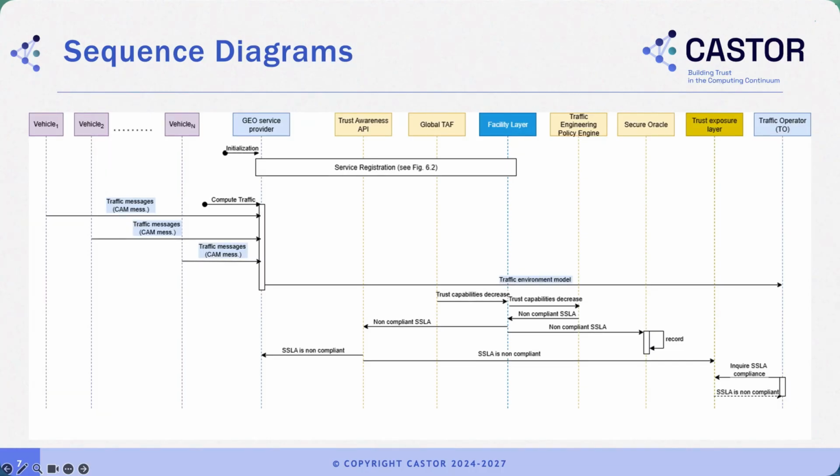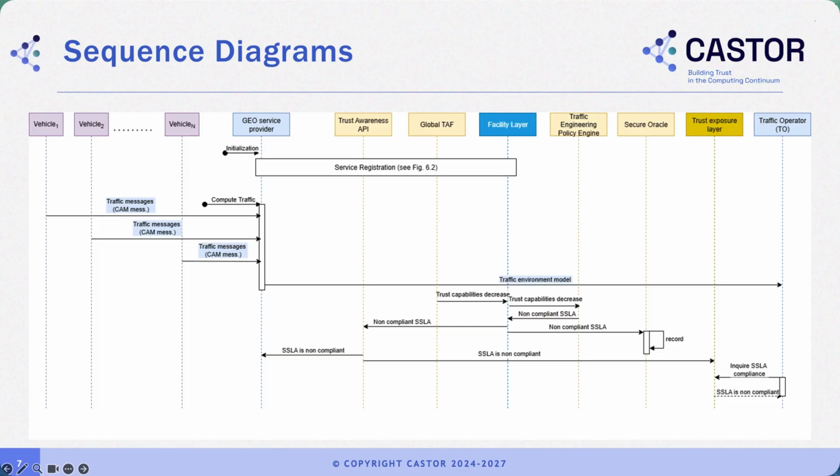These diagrams show the actual message exchange behind each of the three workflows. In the traffic operator flow, each simulated vehicle beacons a cooperative awareness message, typically every 500 milliseconds, carrying position, speed, and heading. Those CAM messages travel over the 5G interface to the geo service provider, which fuses them into an environment model and pushes it to the operator.